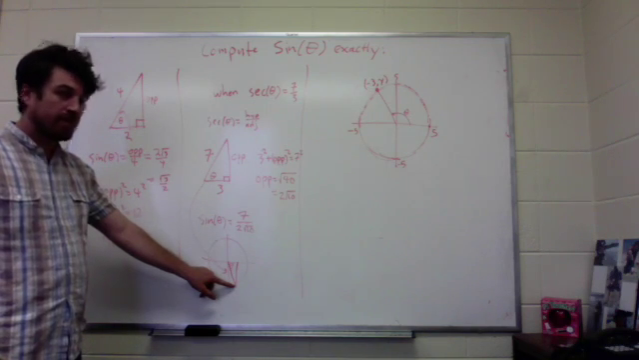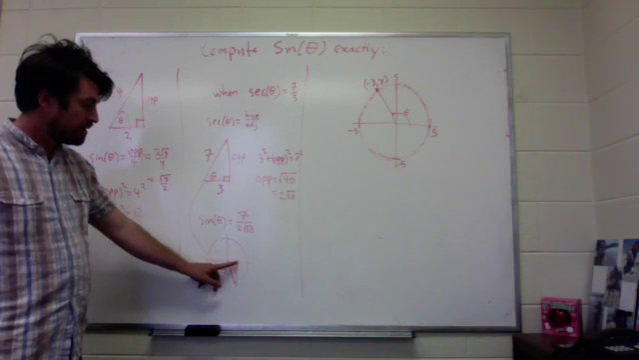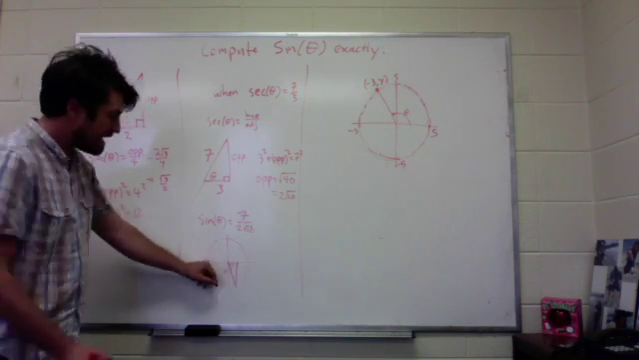So theta could have lived down here and still given me the same secant out, because secant only cares about the ratio of adjacent over hypotenuse. This has a positive adjacent, as does this triangle.